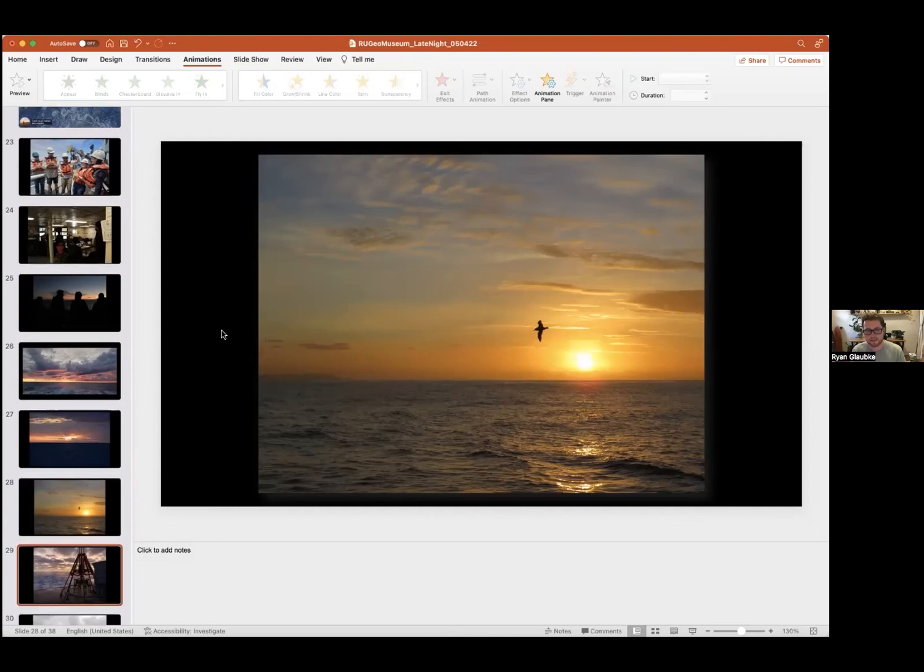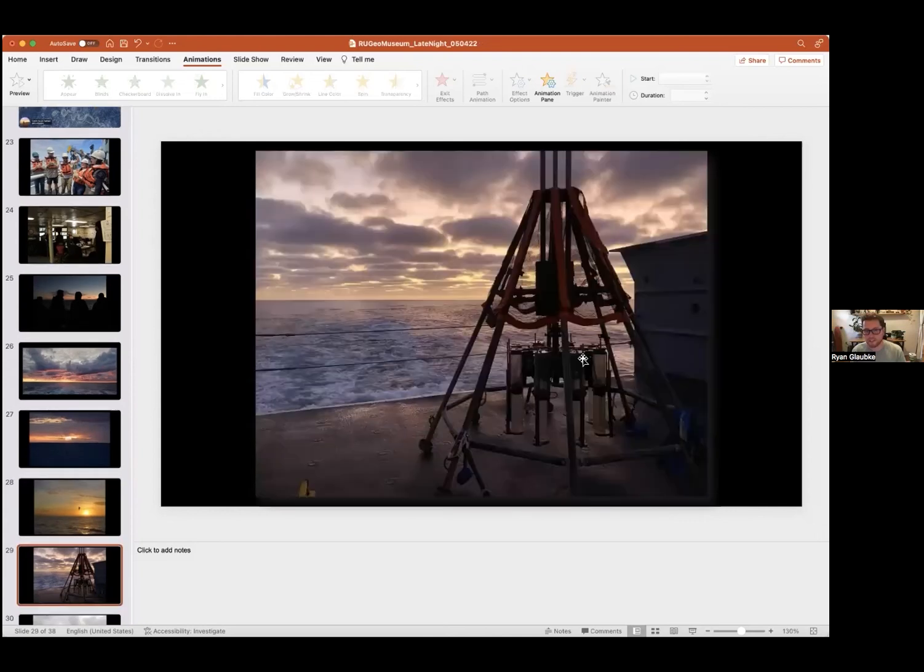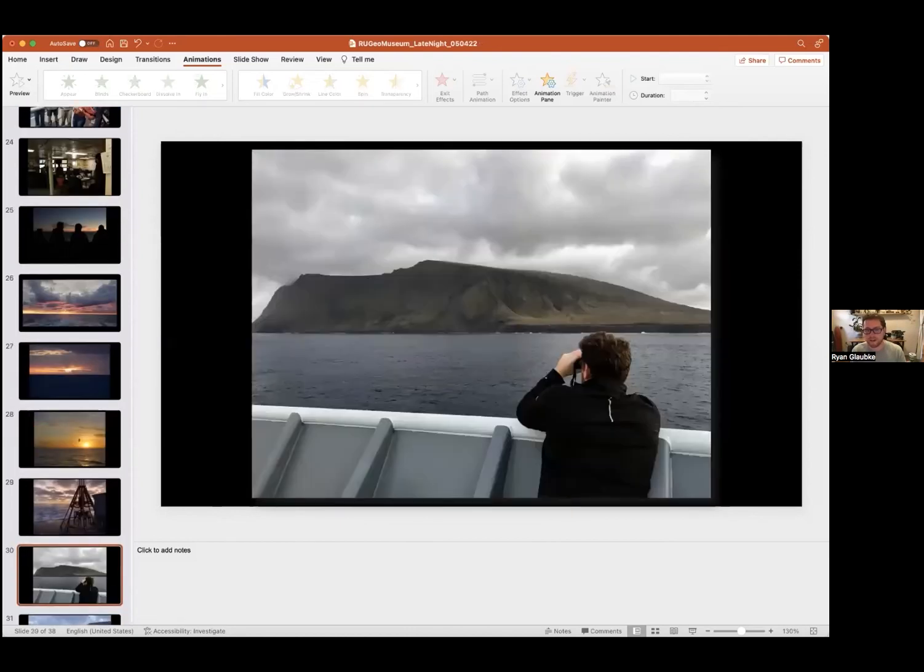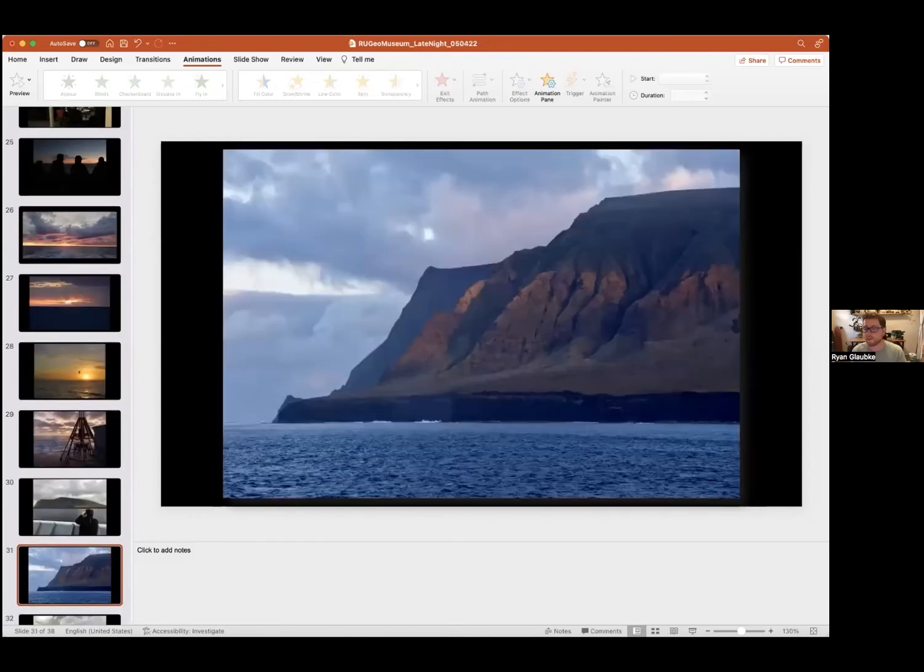And here's our multi-core, which helps us take a bunch of sediment cores at once over the back end of the ship. It's a great time. You get to see some crazy sights. This is me at the largest of the volcanic islands that we visited. And this was it at sunrise. Yeah, it's a really fun time at sea.